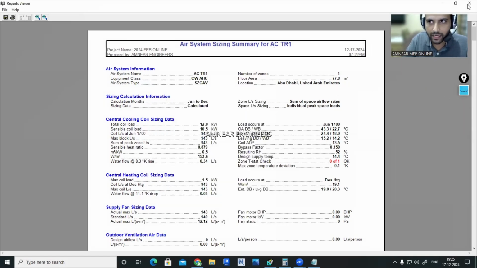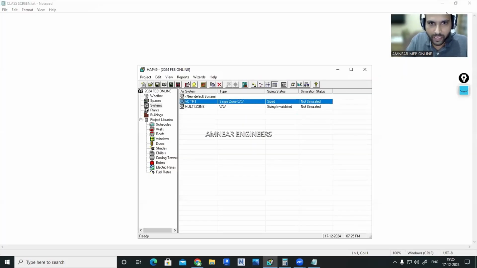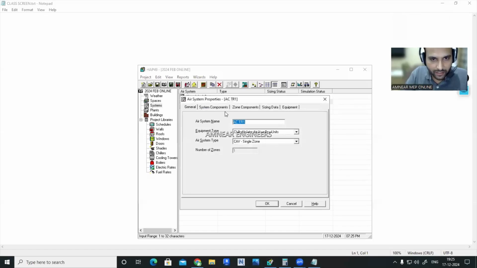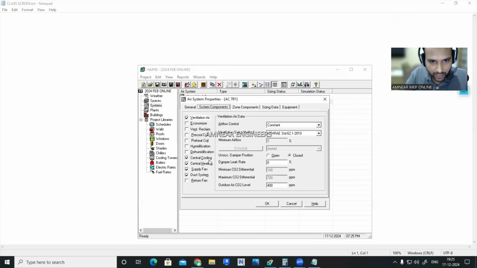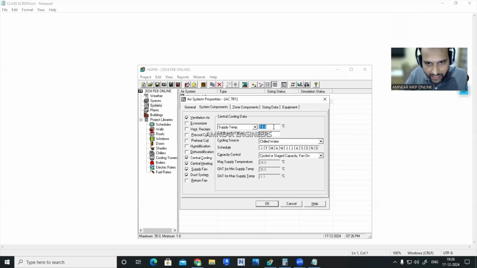We can try whether that is possible or not. Let me check it. I'm closing this one, okay? And I'm just going to the system component, central cooling. Now the supply temperature was 14.4. I am decreasing that to 12.